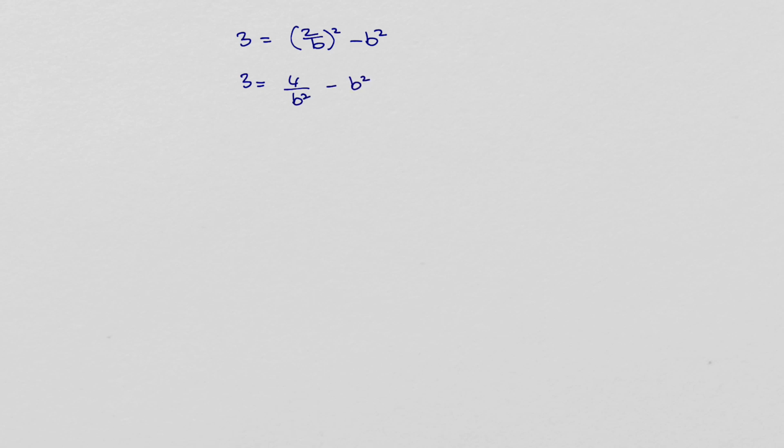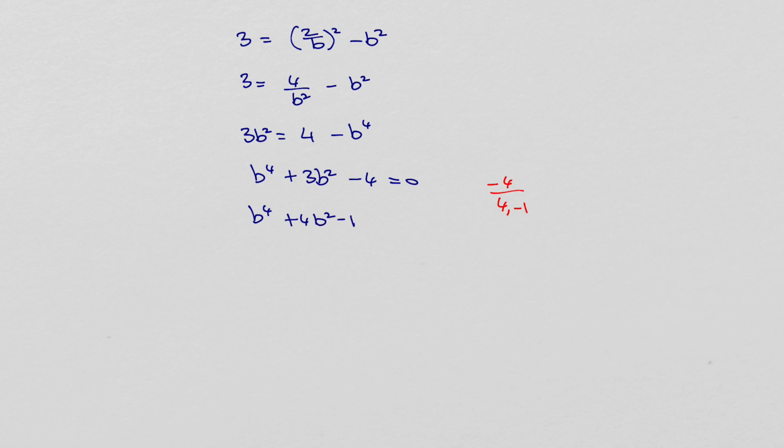And if I multiply everything across by b squared, I can get rid of my fraction. So b squared times 4 over b squared just gives me 4. And b squared by minus b squared gives me minus b to the power of 4. Now, if I bring everything to one side, we should see that this actually resembles a quadratic equation. So if I look at the last term there, what multiplies to give me minus 4, that adds to give me 3. It must be 4 and minus 1. So if I sub back in, instead of 3b squared, I have 4b squared minus b squared minus 4.